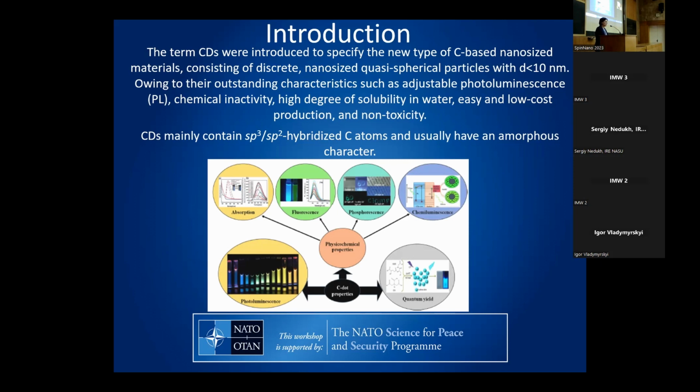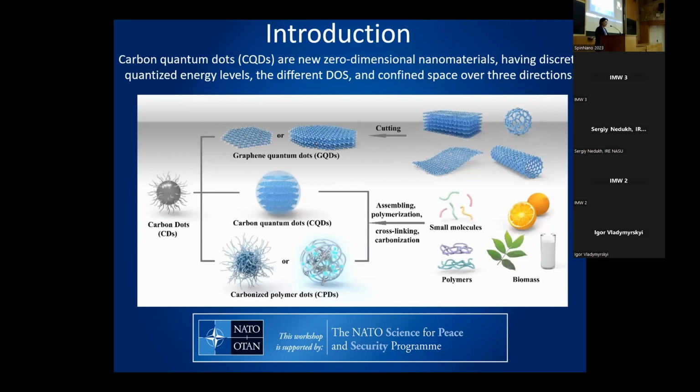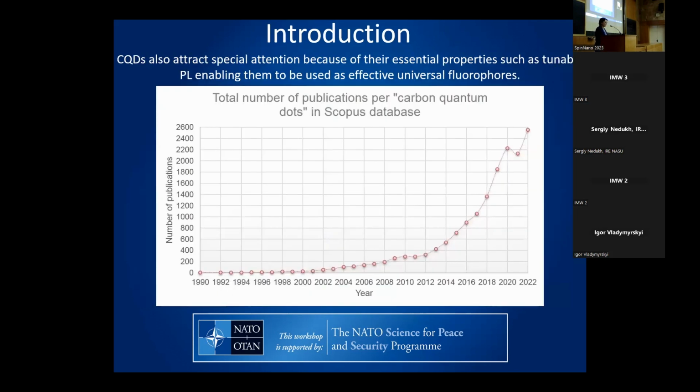They usually contain a mixture of sp3 and sp2 hybridized carbon atoms and show an amorphous character. One of the types of carbon dots is carbon quantum dots. They are new zero-dimensional nanomaterials. They have discrete quantized energy levels and a different density of states.